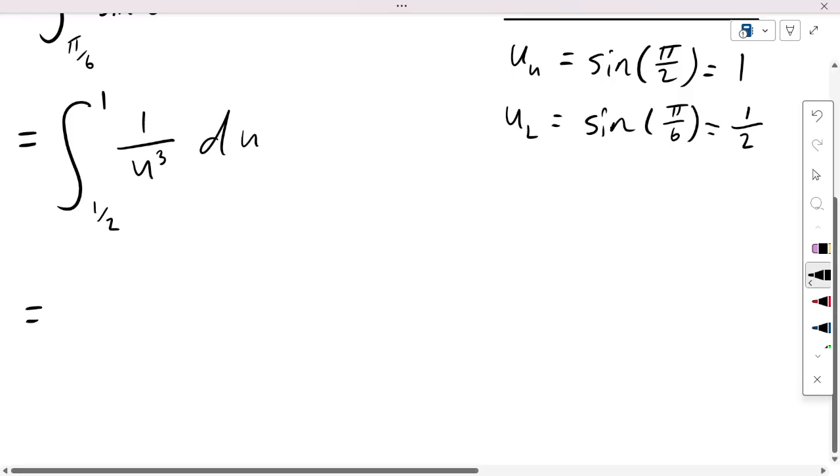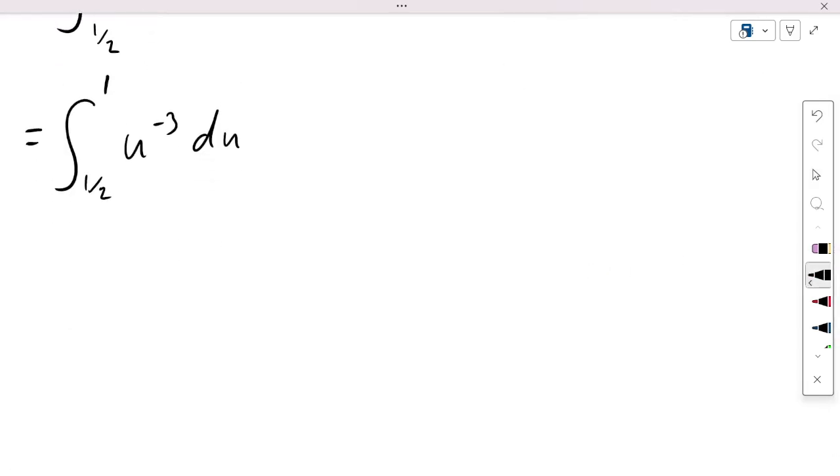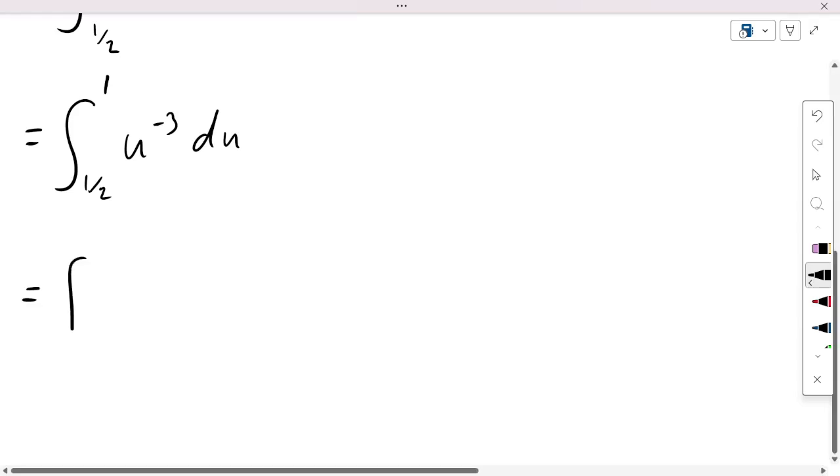Now from here we can actually integrate straight away. But before we do that, let's do this first. We can write this as u to the power of negative 3, which will make our integration easier, and which we should just do in general anyway. We should have just known that we had to do that. Now we can integrate. This is what it's going to look like.